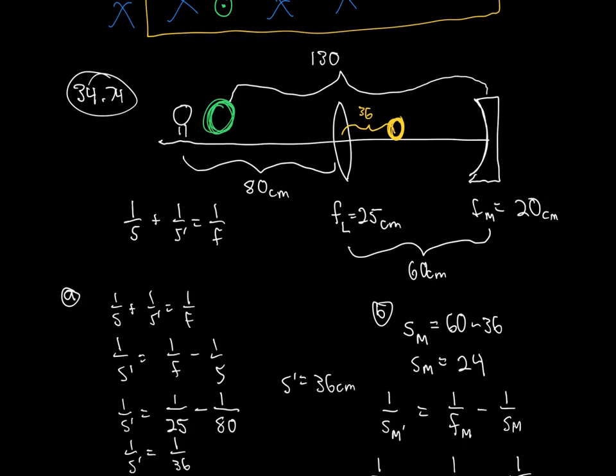Now, that second image, this green blob, becomes the object for the lens again. So I need to know the object distance. How far is it from this green blob to the lens? Wait, shouldn't that green blob be on the other side of the metal? Well, 60 plus 80 is 140, just kidding. So this is about 10 centimeters. How do I get this distance from the lens to the second image? You subtract. I have 130 here, minus this 60. That gives me the distance between the second image and the lens.